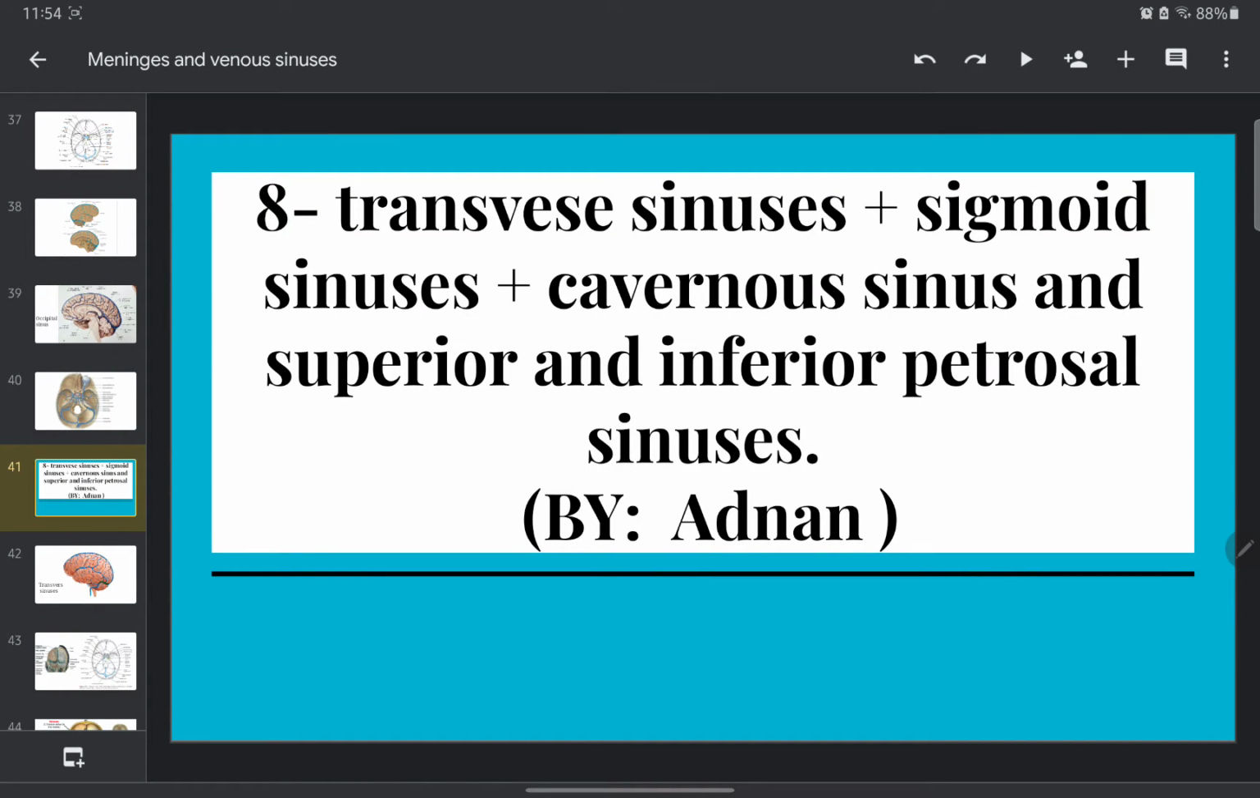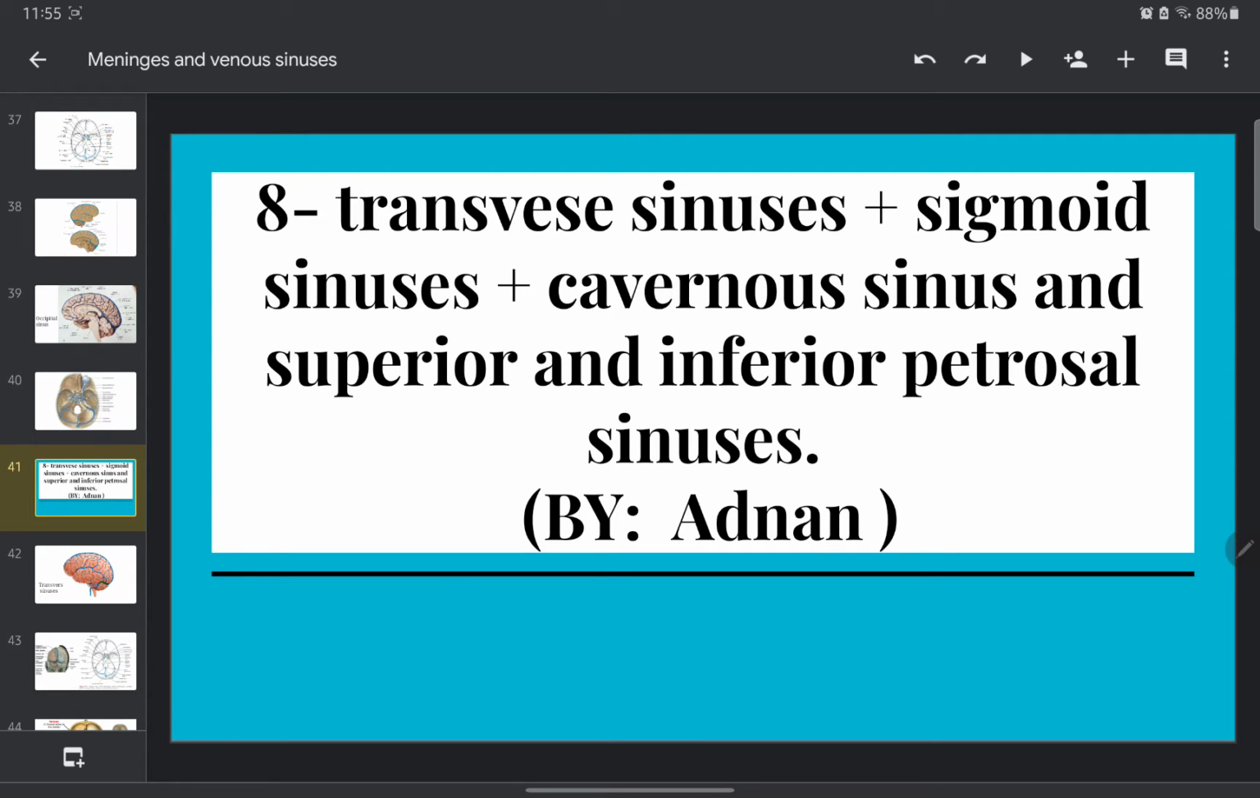If you didn't see the part 1 video, I hope you can see the video which will appear on the right. This video will continue the dural venous sinuses, which are venous structures that drain the venous blood of the inside of the cranial cavity, or inside of the brain and parts of the central nervous system.